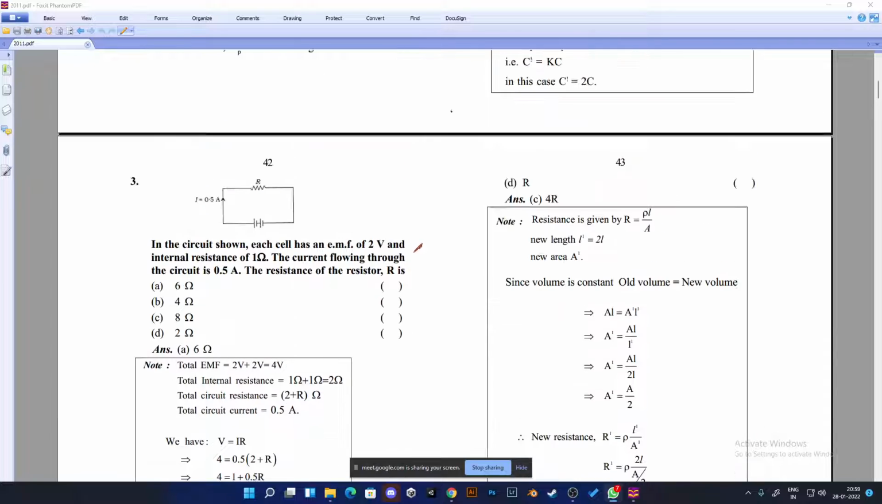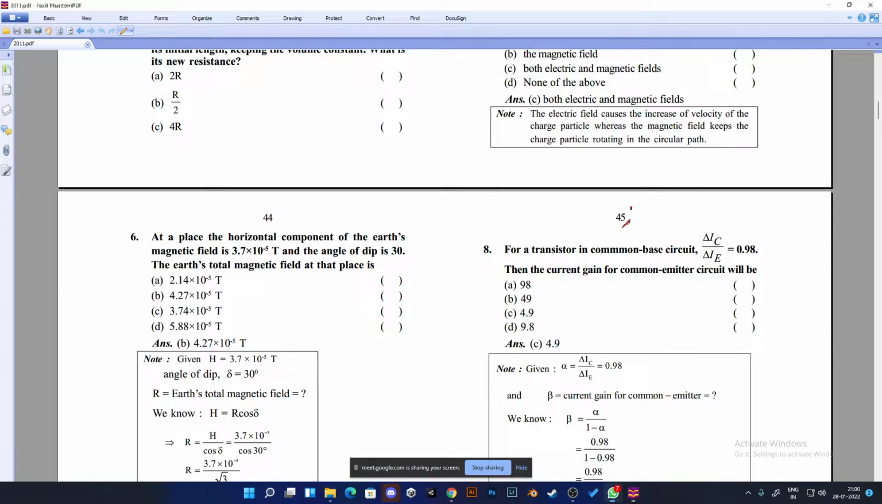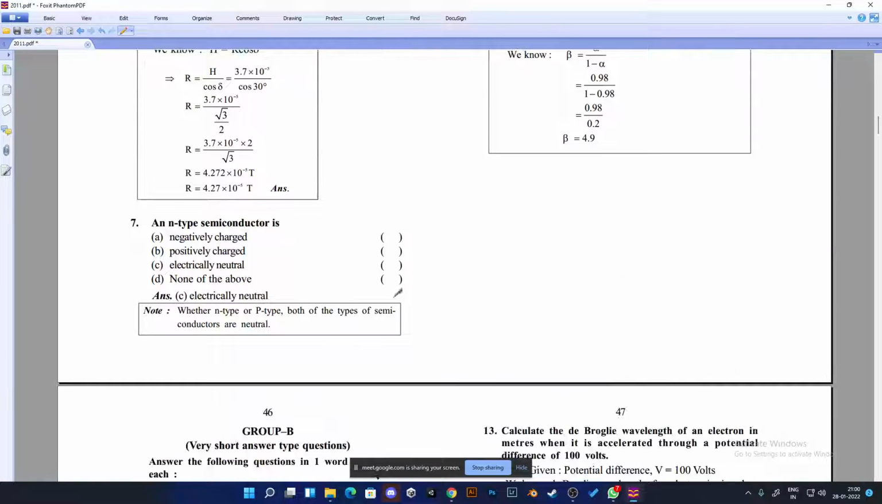Okay, check now. Then yeah, transistor is not there anymore. This was a question for transistor. N type, or this, the same question keeps coming. N type semiconductor is what? Negatively charged, positively charged, or this one?